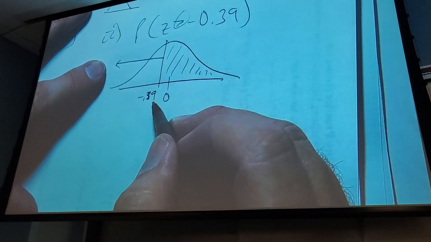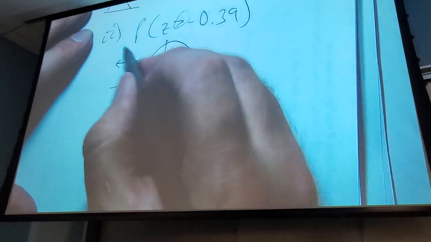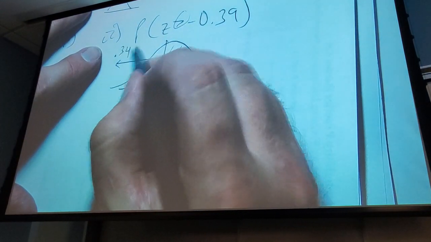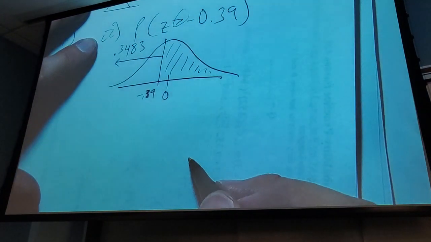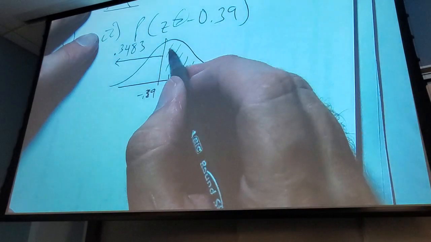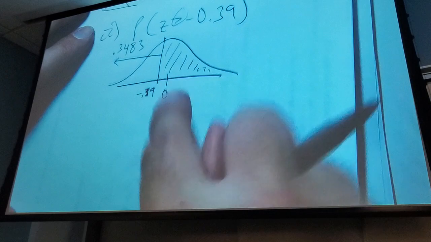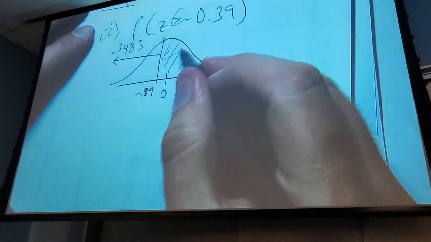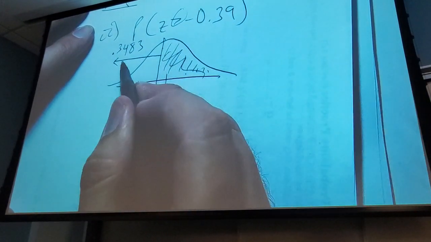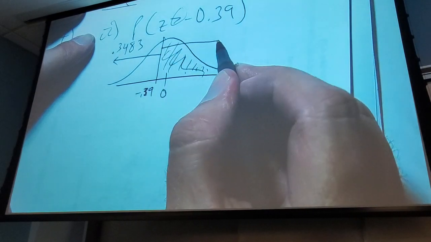Look up negative 0.39, do you get 0.3483? Yeah. And like Milad just said, does it make sense that that's not the answer? I can see visually, I was really nice to myself. I drew the picture, I shaded the answer. That isn't the answer. So how do I get the rest of it?